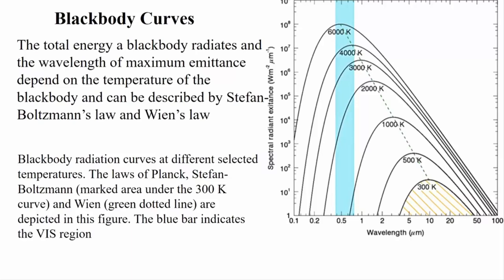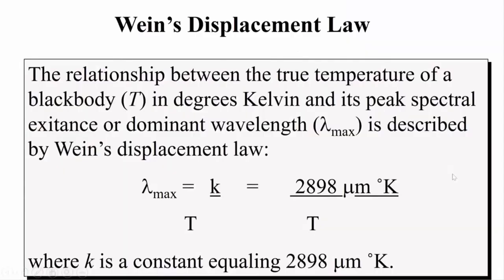Now, black body radiation curves at different selected temperatures. The Planck and Stefan-Boltzmann law is the marked area under the 300 degree Kelvin curve, and the Wien displacement law is represented by the green dotted line in the figure. The blue bar indicates the visible region of the electromagnetic spectrum, that is 0.4 micrometer to 0.7 micrometer.